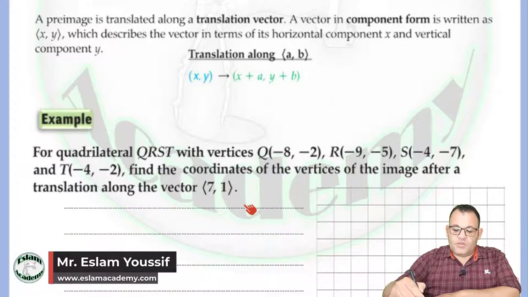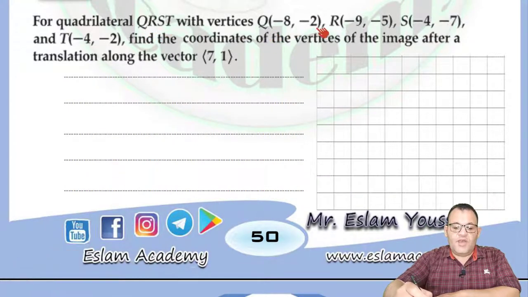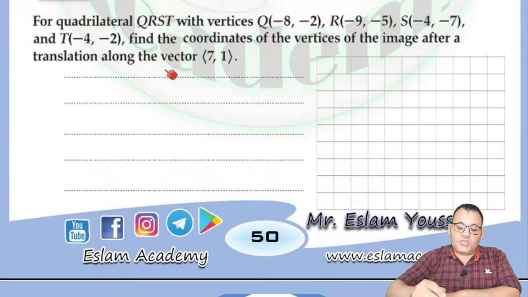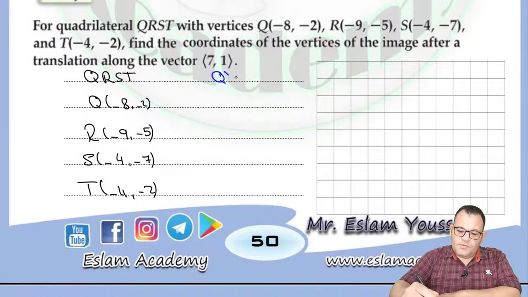How will we find the answer to the question? Suppose that we have a quadrilateral QRST with the vertices Q (-8, -2), R (-9, -5), S (-4, -7), T (-4, -2). We need to find the coordinates of the vertices of the image after translation with the vector (7, 1). So we start by writing the coordinates of the polygon QRST. Now we need to find the image with the vector (7, 1).